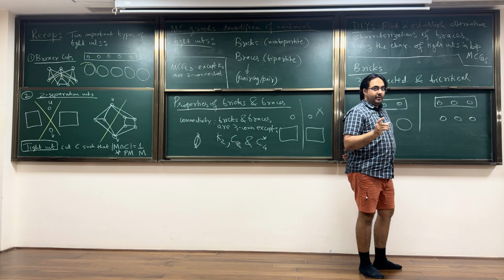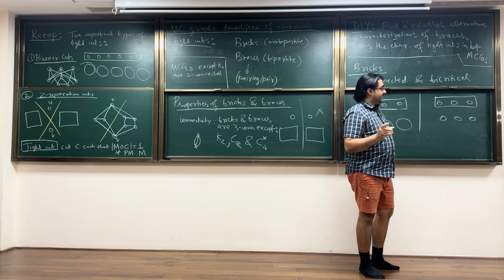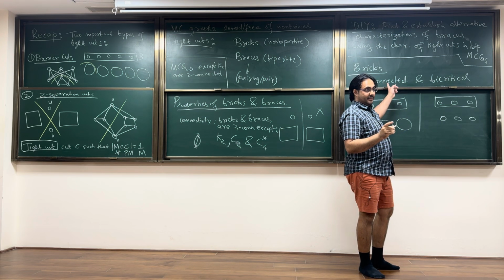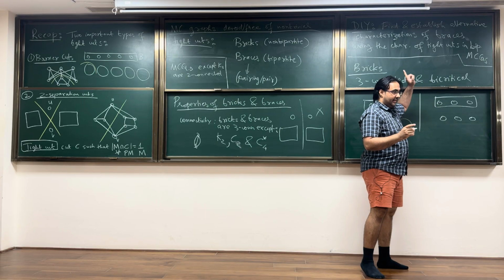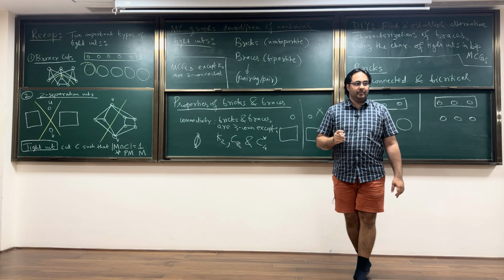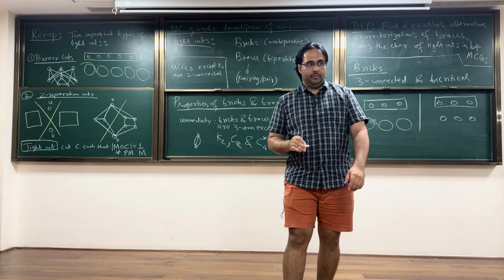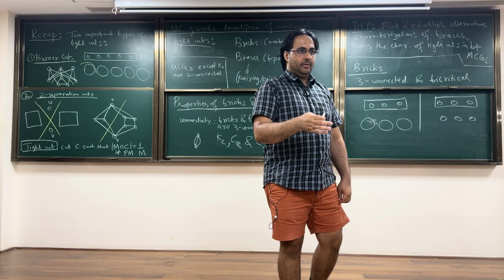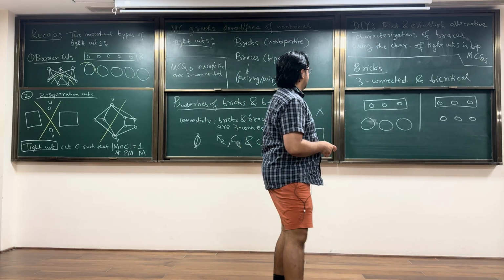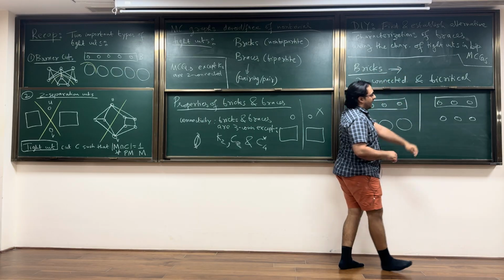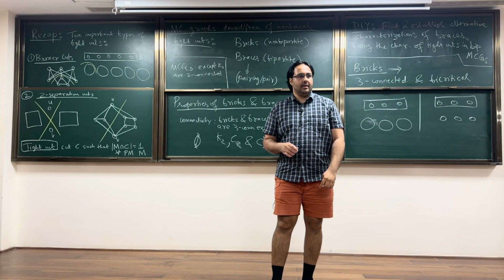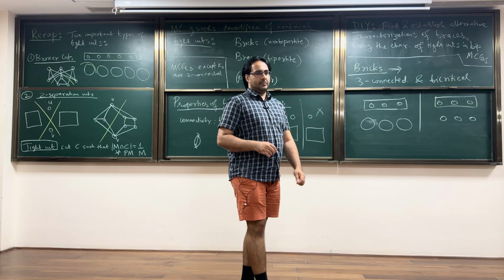What we haven't proved is the converse. It turns out that bicritical 3 connected graphs are exactly the bricks. That is much harder to prove, and we will prove it soon in this course. So what we have proved is brick implies 3 connected and bicritical. It turns out that the converse is also true.